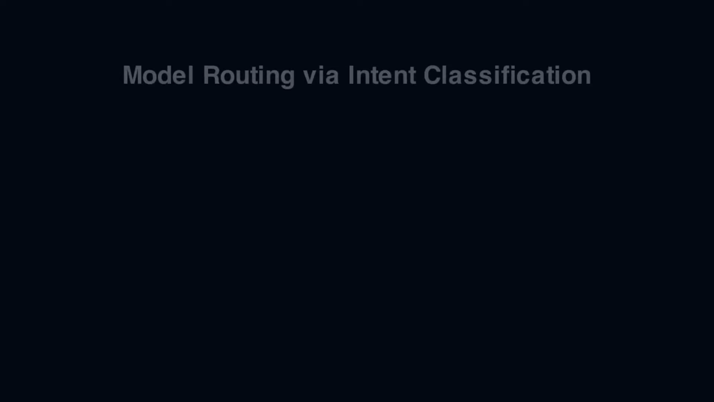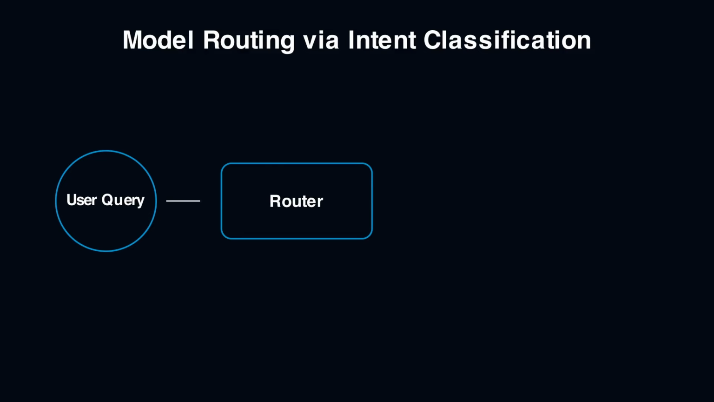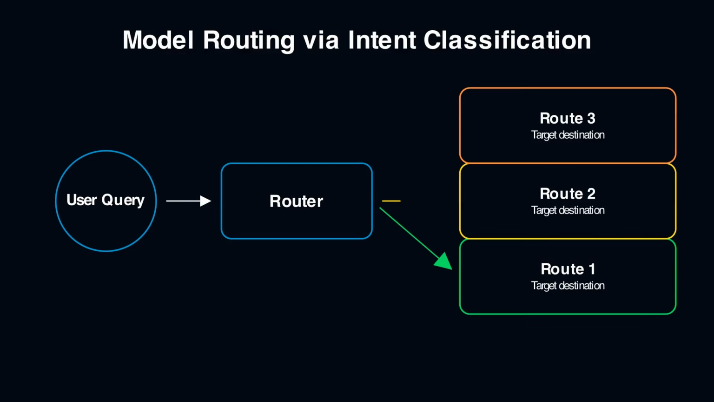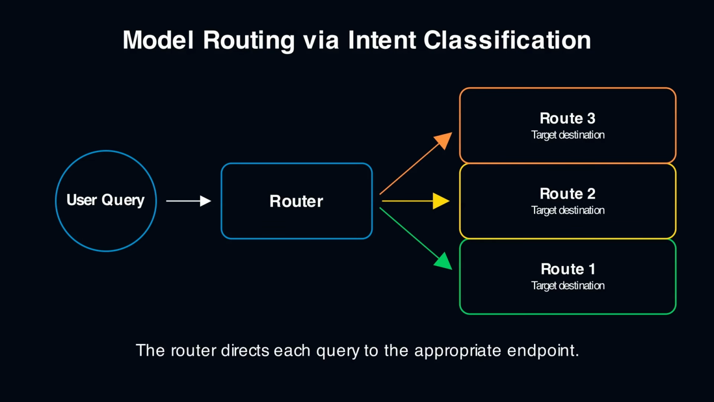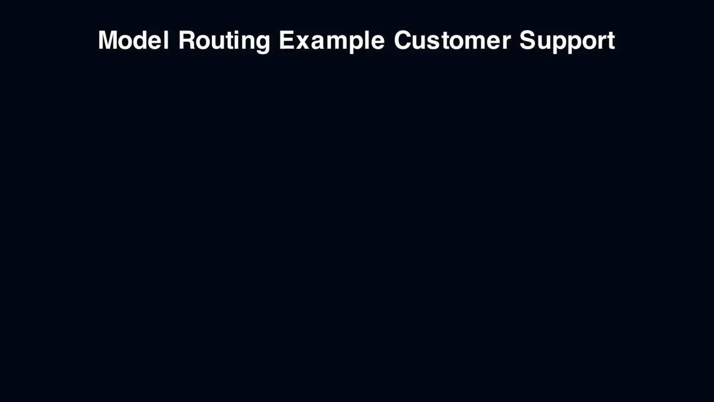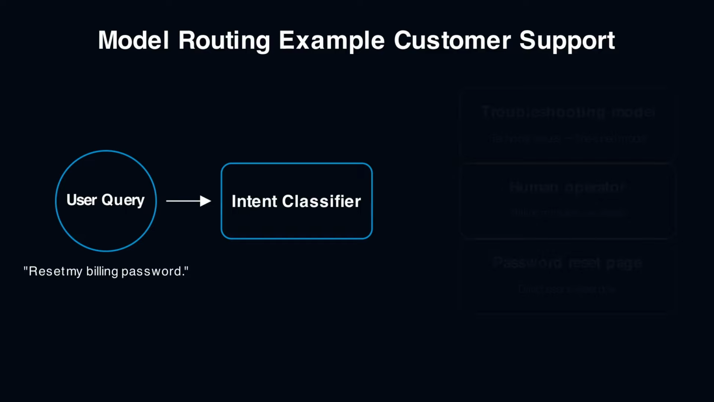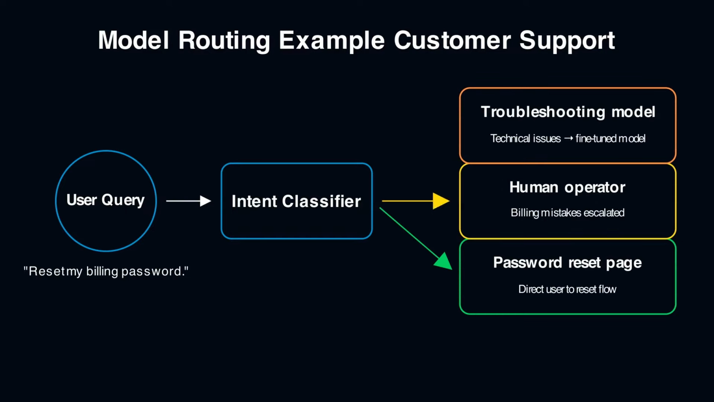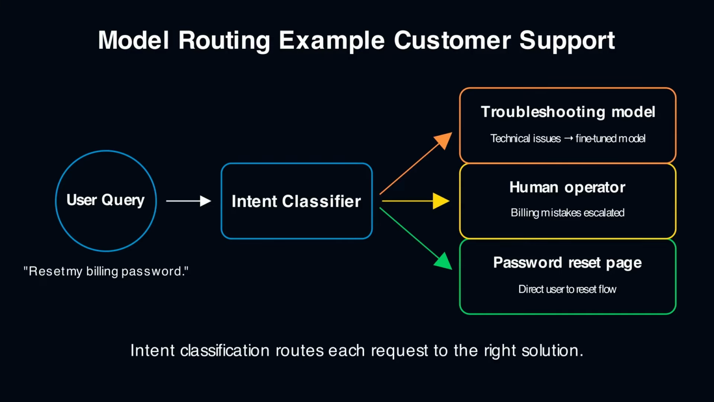Now, routing goes hand in hand, as it will predict the intent of the question, and then it can send it to the right solution or the right model. I see this a lot in customer support chatbots, for instance, where if a person is asking to reset a password, then they go to a different page. If it's a billing mistake, it might go directly to a human operator. And then if it's a troubleshooting kind of issue, it might go to a fine-tuned LLM for internal purposes that's shared over to them.